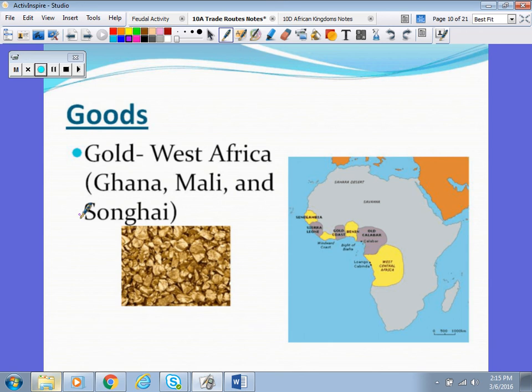All right, now a couple of specific ideas or goods that you need to know and where they originate from. Okay, and this is down there in that bottom left-hand chart. The first thing that we need to know is we're going to have a lot of gold. Gold is specifically going to be coming from West Africa. The Ghana, Mali, and Songhai empires, which we will talk about later on in this unit, are going to send a lot of gold across the Sahara Desert, and they're going to get salt back in return.